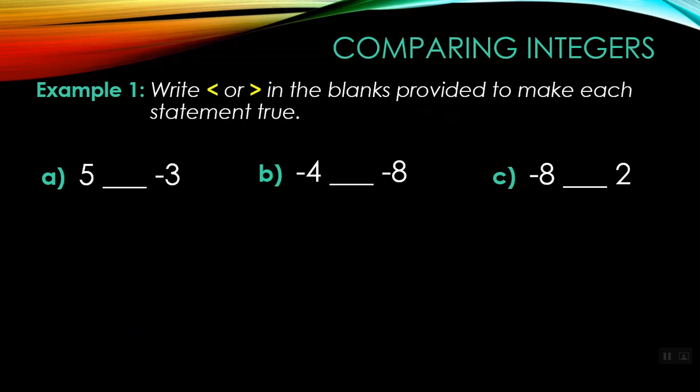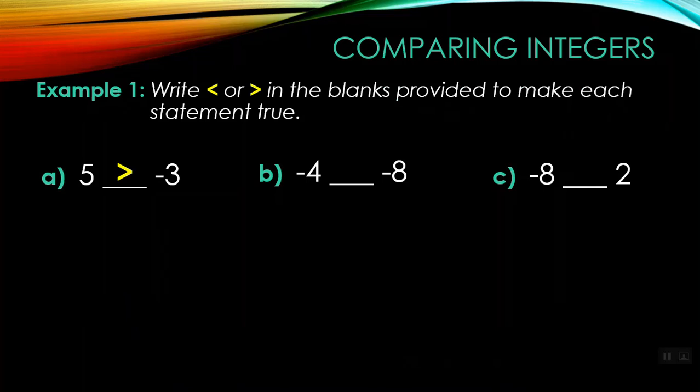So when comparing integers, I'd like you to write the less than or greater than symbol in the blanks provided to make each sentence true. We're going to do this first example together, example 1. Example 1a, we look at that. Remember, we're supposed to be reading left to right. So we say to ourselves, 5 is what compared to negative 3? Well, it's farther to the right on the number line, so 5 is going to be greater than negative 3.